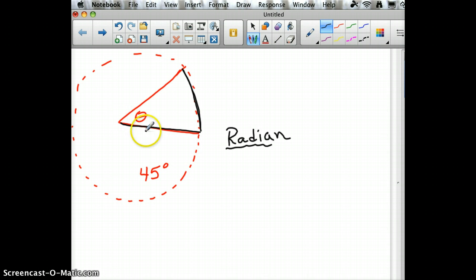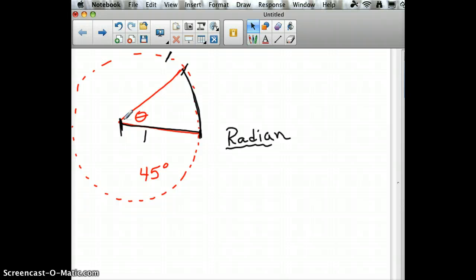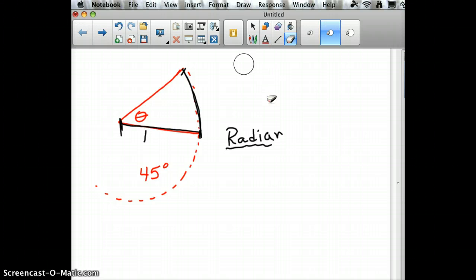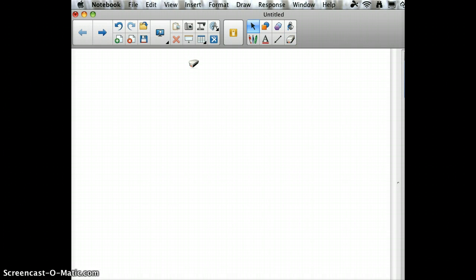So if I were to call this 1 radius, and it doesn't really matter what the units are, you can see that if I were to block that off and stretch it out here, I'm a little under 1 radius unit that's being cut off by that angle. So if I were to calculate that in radians, it would be a little under 1.